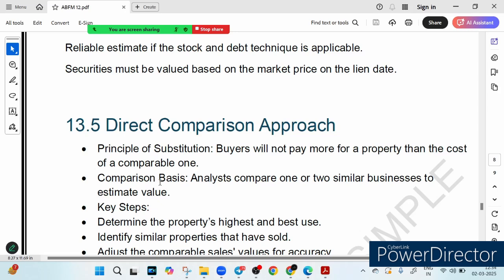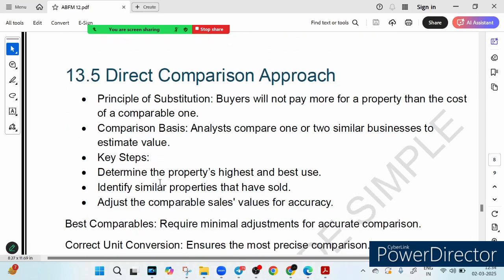Then we have something called the direct comparison approach. Let's try to understand what it says. Ever wondered how experts figure out the right price for a company or property? Why would one company be valued at 100 crore while another similar one is worth only 80 crore? The answer lies in a method called the direct comparison approach, where we compare similar businesses or properties to determine the right value.